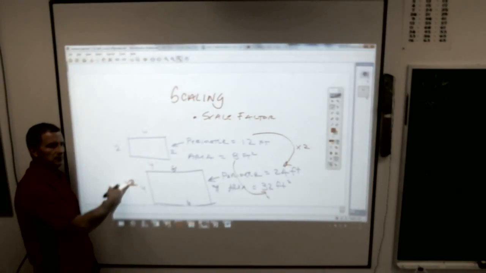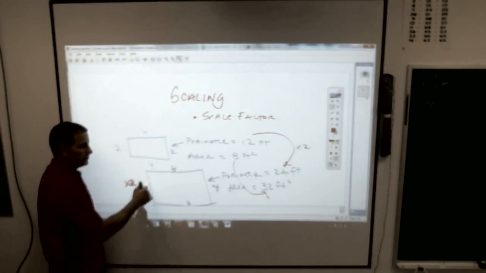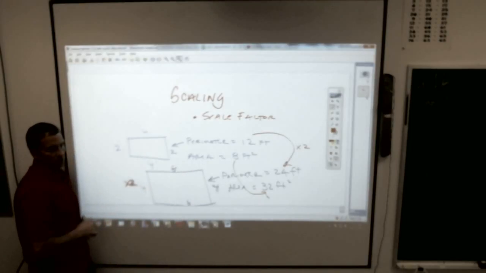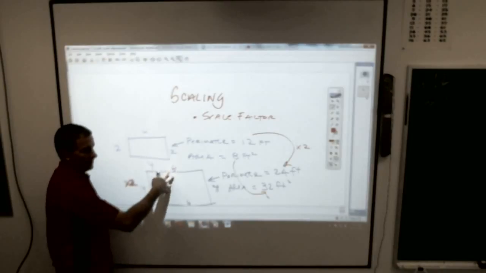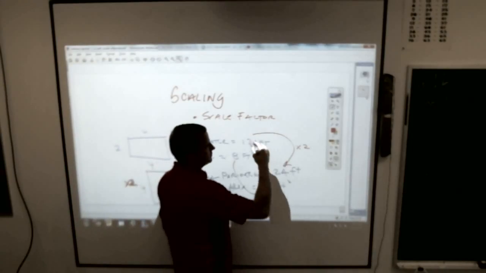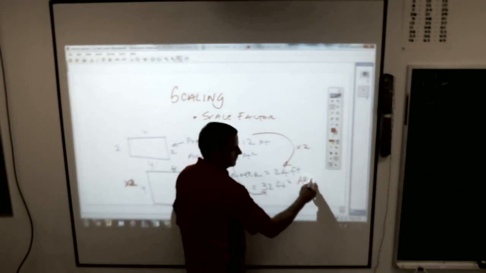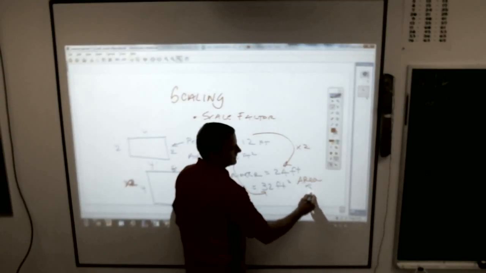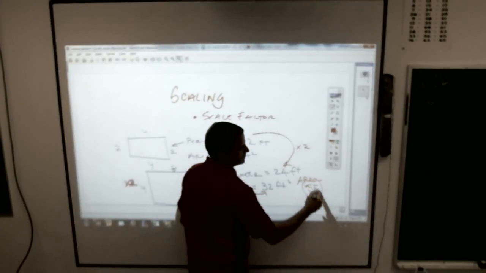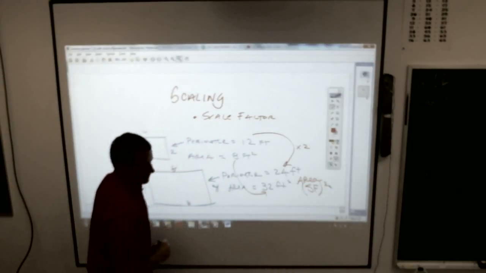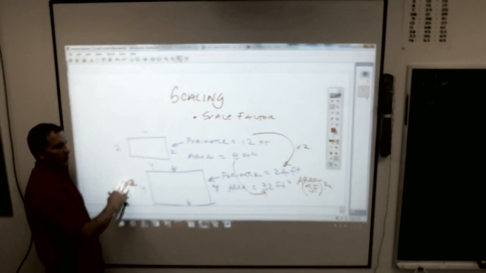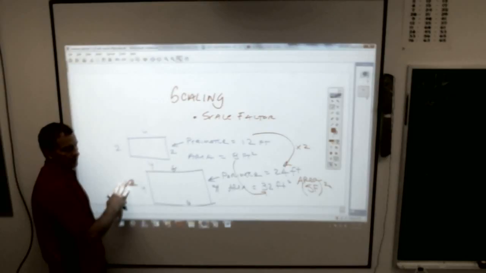Times 4, quadrupled. Why? Because you doubled 2 different dimensions. You doubled it twice, actually. And that is where we come up with, when it comes to area, it is the scale factor squared. My scale factor was 2, I square it, that's how many times bigger the area is.